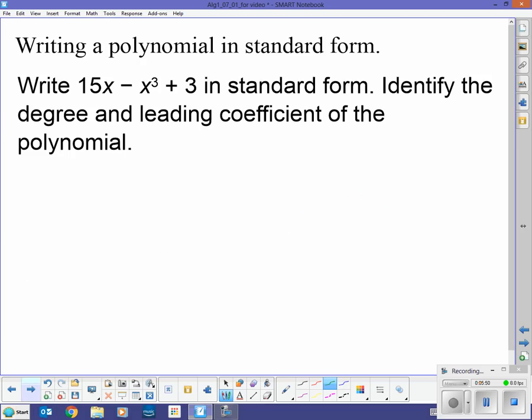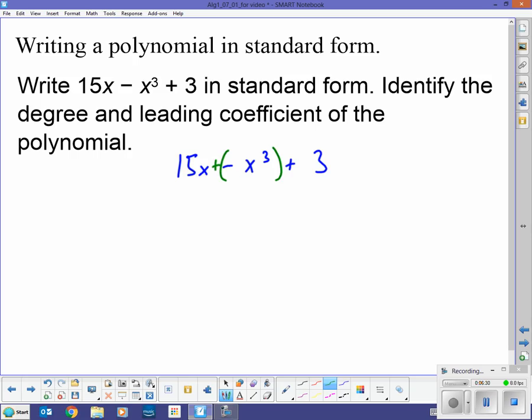So writing a polynomial in standard form, I did that example on the previous screen, but let's take a look at this one here. 15x minus x cubed plus 3. Now, let's talk about terms. Let's talk about that definition. Polynomials are monomials that are added together. So you really need to think of 15x minus x cubed as 15x plus negative x cubed, right? Plus 3.